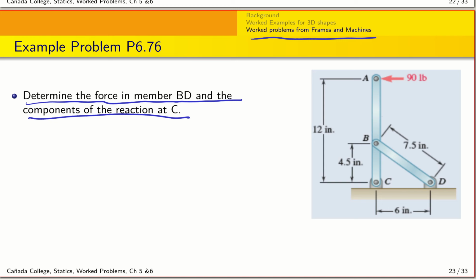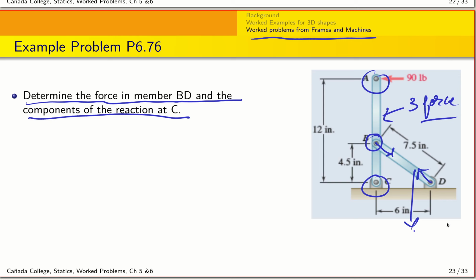So why is this a frame, first of all? If you look at member AC, it has 3 forces, right? So it's not a 2-force member anymore, and that means you have a frame. And where are the 3 forces here? There's force applied at A, applied at C, and applied at B. Okay. Now the interesting thing here is, if you look at member BD, this is actually a 2-force member, right? So the forces here are just basically going to act something like this.